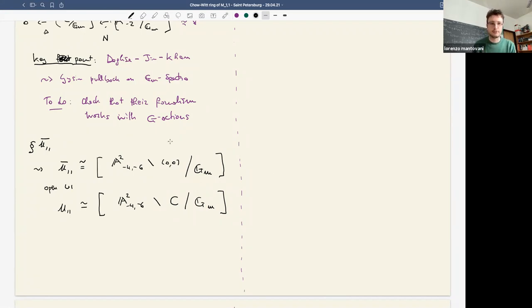And since we are here, maybe let me make even a bit more space and keep going with the geometry of the situation.